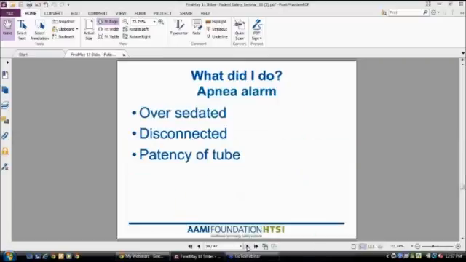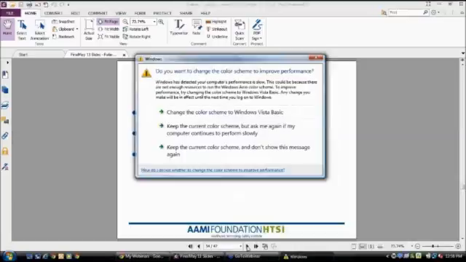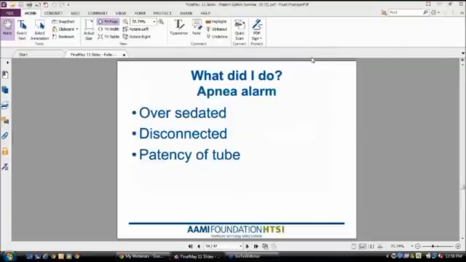Our next alarm is the apnea alarm. Some of the most common things that can trigger the apnea alarm is your patient being over-sedated. We talked about in spontaneous modes, if your patient's expected to take their own breath and they're sedated and they can't, you're going to have an apnea alarm.